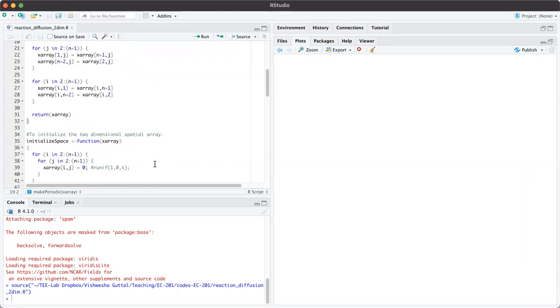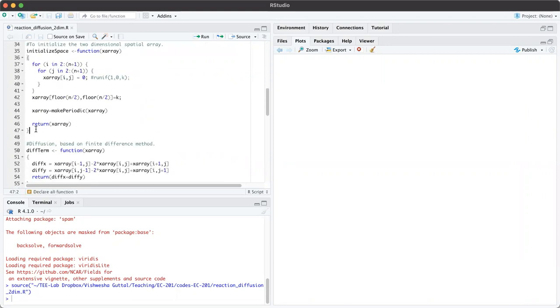Let's now go to this initialize space part of the code. Tell me, where shall I place? So initially I have put it at the center. Where shall I place it now? Which location shall I place? Shall I place it in some corner? And let's see what happens.